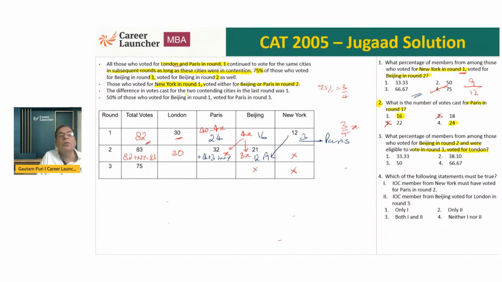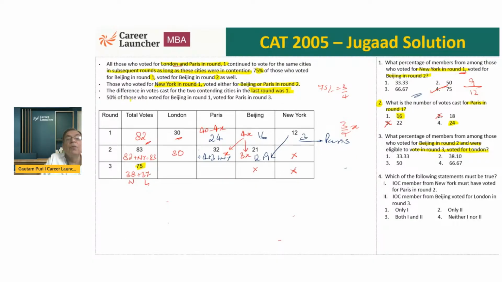The difference in the votes cast in the 2 contending cities in the last round was 1. How many votes are there in the last round? 75. 75 means, if the difference between the 2 is 1, that means the votes of the winner in round 3 will be 38 and 37 will be the votes of the loser. That means this 75 will be 38 plus 37 for the winner and the loser. So the winner will get 38 votes, the loser will get 37 votes. Which is going to win, London or Paris, we don't know as yet.